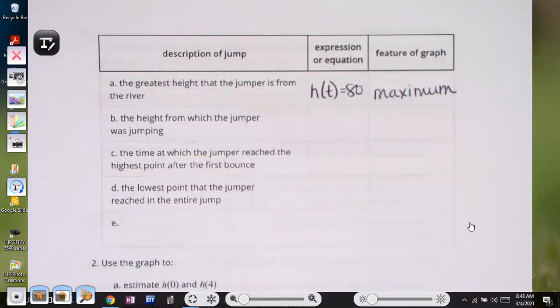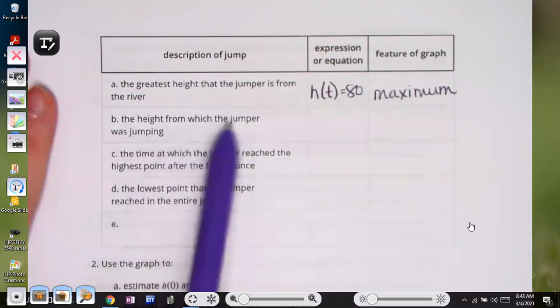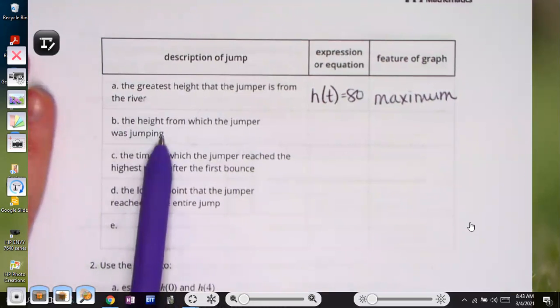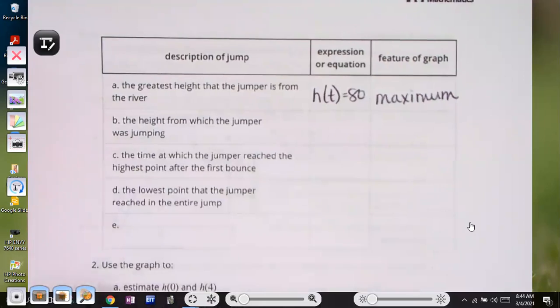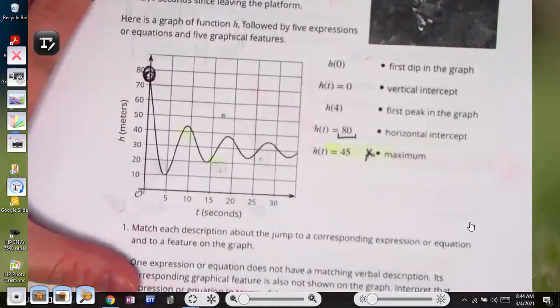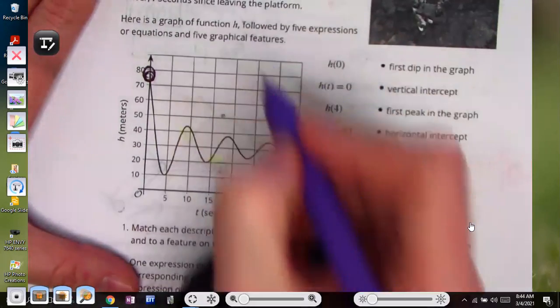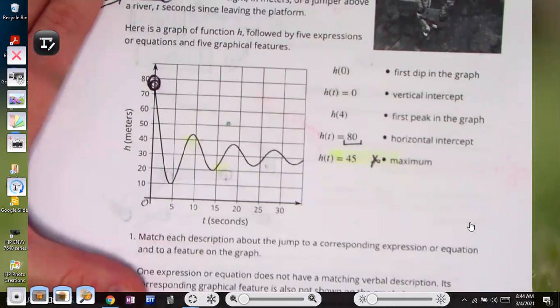So first part, it says the height from which the jumper was jumping. Okay, so that's that starting point that we were talking about. Okay, so if we're looking at our graph, where did the jumper start jumping? Right here, right?